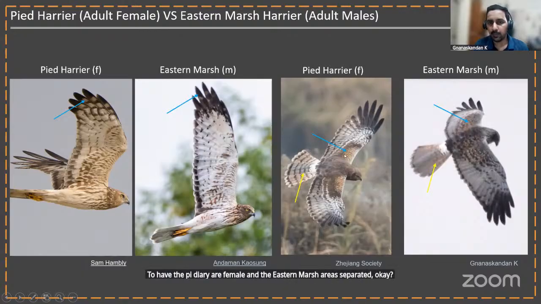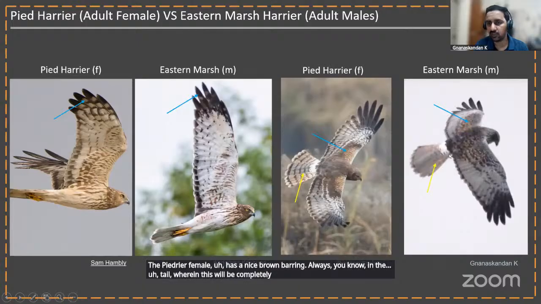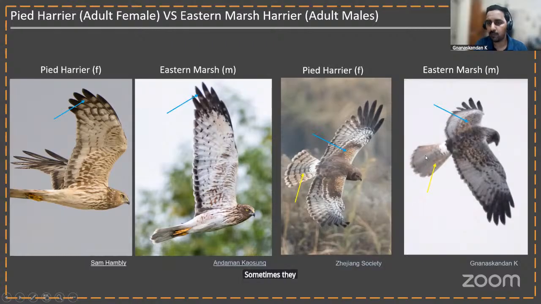Okay, the Pied Harrier female always has a nice brown barring in the tail, wherein this will be completely missing with respect to the Eastern Marsh Harrier. Sometimes they show thin brown barring, which is restricted to the basal part of the tail, but never like that of the Pied Harrier female, showing a broad brown barring all across.